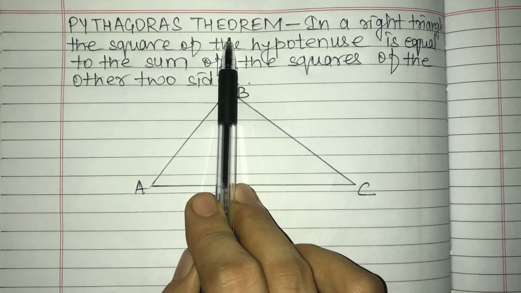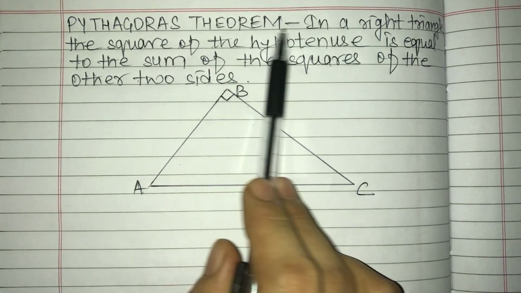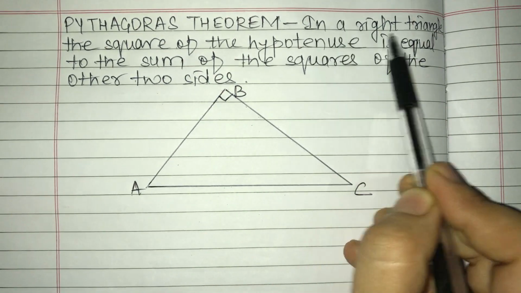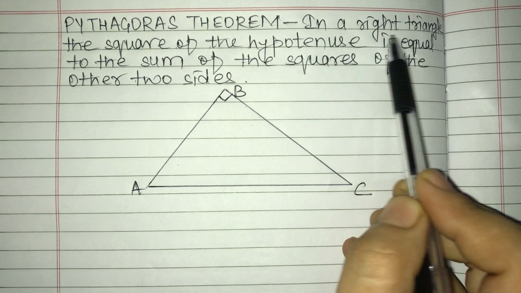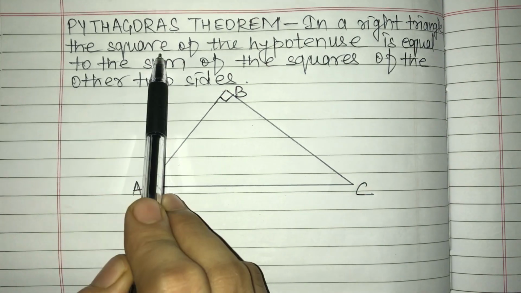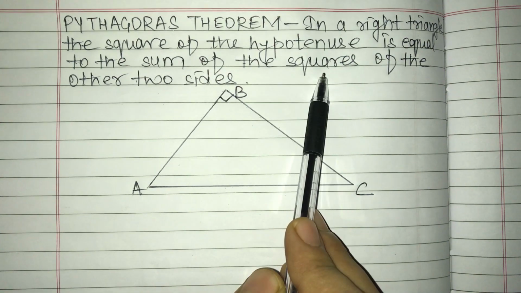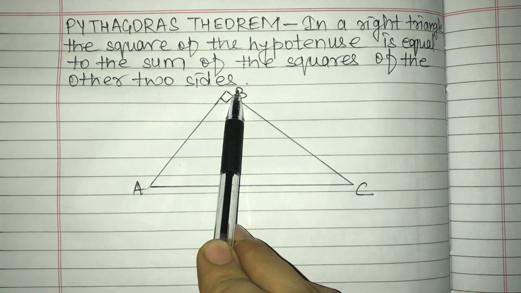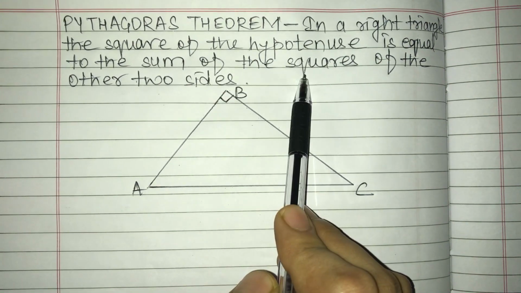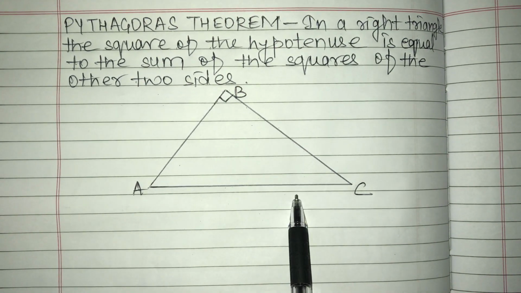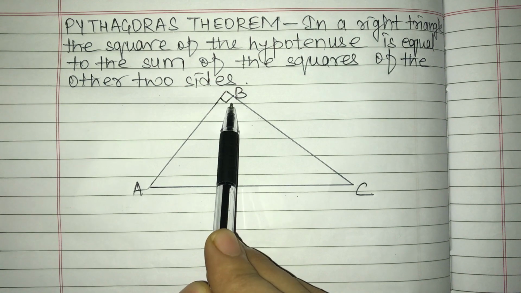Pythagoras theorem. This theorem says that in a right triangle, mark these words, in a right triangle, the square of the hypotenuse is equal to the sum of the squares of the other two sides. This is the statement of this theorem, which says that in a right triangle, here we have a right triangle which is right angled at B.